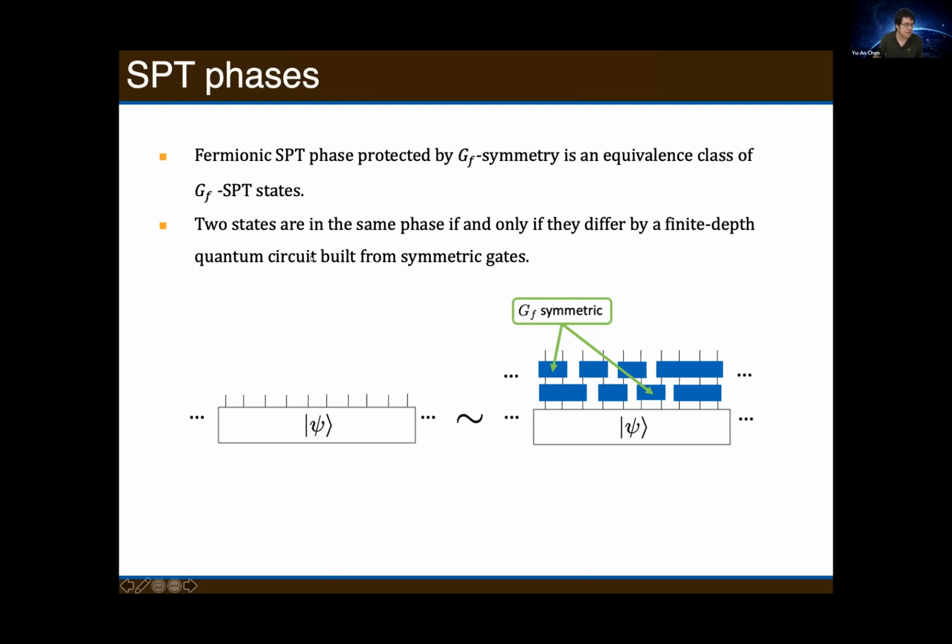So two states are in the same phase if and only if they can be connected by a finite depth quantum circuit in this form. The finite depth is very important.